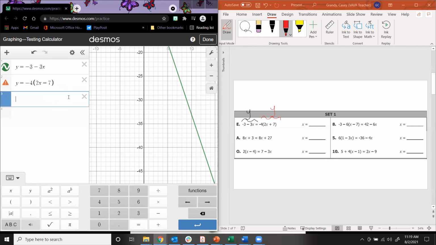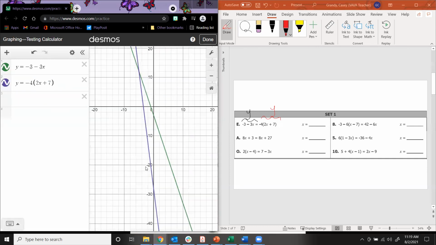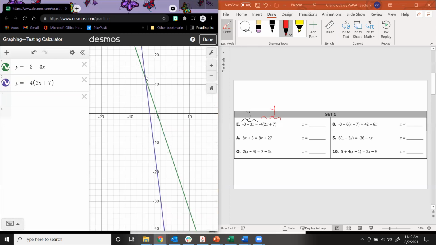Now what we're going to do is look to see where these two equations intersect. And you may have to scroll in or out on your graph, maybe drag it up. Where these two lines intersect will be our solution. And we're solving for x. So x equals the x coordinate of our point, negative 5. See how easy that was? So we can say that x equals negative 5.